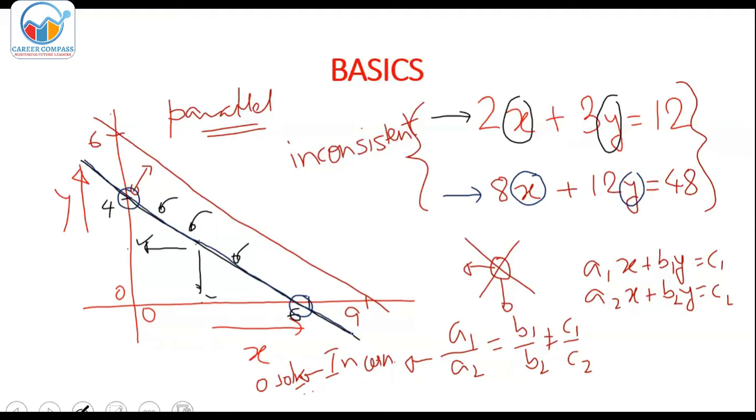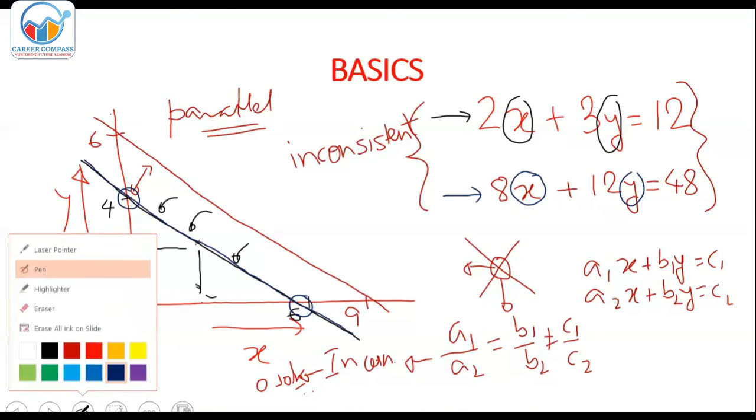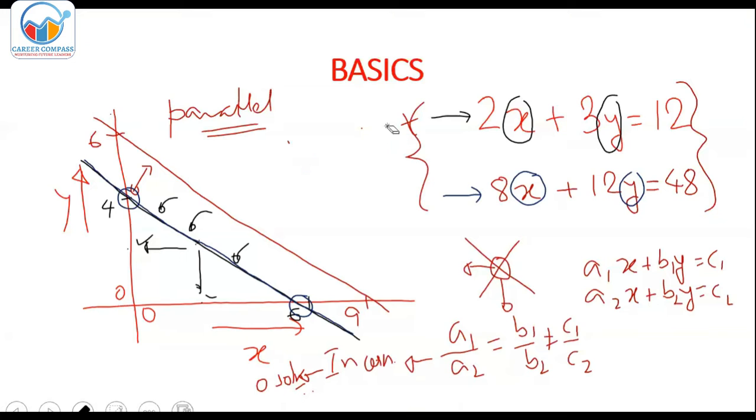Now for two lines which are overlapping, we will find infinite solutions, right? We will not find a unique solution. So this kind of equation set is called dependent equations.